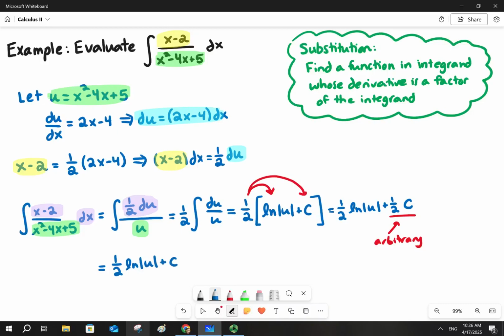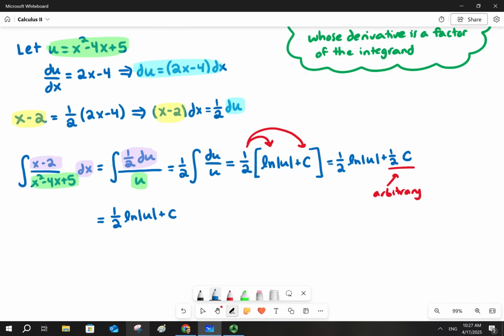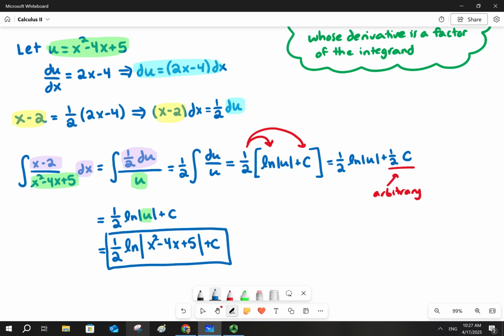u plus c. Finally, u is just a variable I made up to simplify the integral, so I need to switch back to the original variable x. Since my substitution was u equals x squared minus 4x plus 5, I plug that back in for u inside my antiderivative to get my final answer of 1/2 natural log of the absolute value of x squared minus 4x plus 5 plus c.